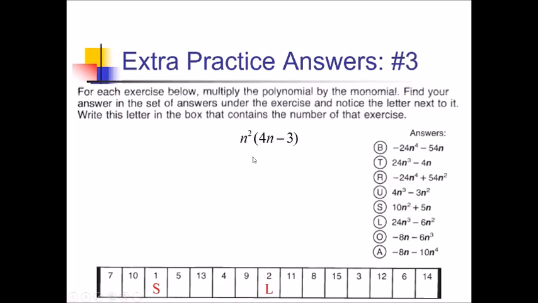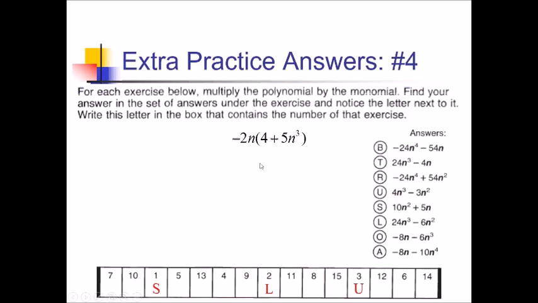Next up, we have to multiply n squared by 4n minus 3. Distributing to each of these, n squared times 4n, we have a 4 still, and then n to the 1 plus 2, so n to the third power. And then n squared times negative 3, that's going to be negative 3n squared. Looking for that stuff in our answers, that looks like U right here. So that's going to go down in the 3 box right there.